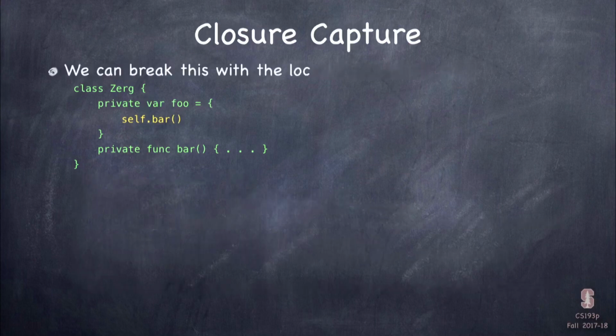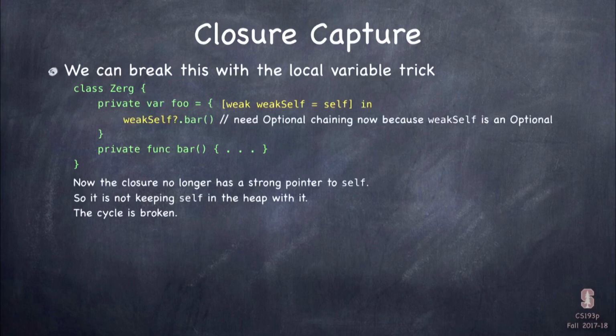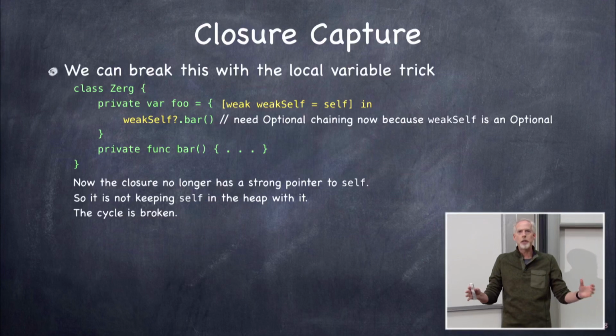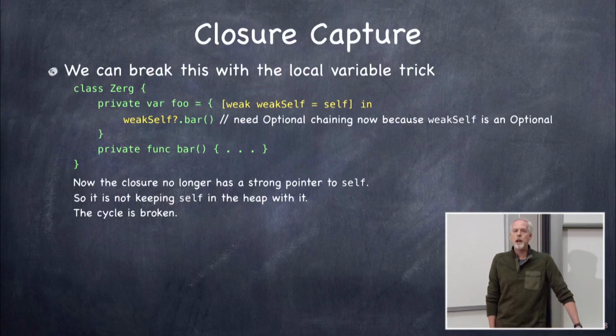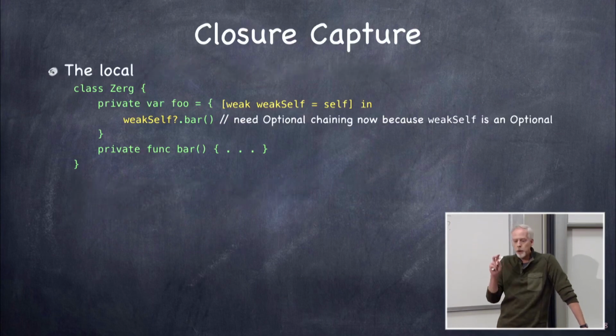Well, we're going to use those little local variables. I'm going to create a little local variable. It's weak. I'm going to call it weak self. I'm going to set it equal to self. And then inside, I'm going to say weak self question mark, meaning optional chaining, dot bar. Now there's nothing inside that closure, no variable in that closure, keeping a strong pointer to self. And so it's not keeping self in the heap. Do you agree? The only pointer it has, and the only thing that's even used inside that closure, is weak self. And we know that's weak. It can't keep something in the heap. Now, unfortunately, it's an optional, so I have to optional chain it, but I've broken the cycle. So this is how we break these cycles, using weak little local variables in our closure.